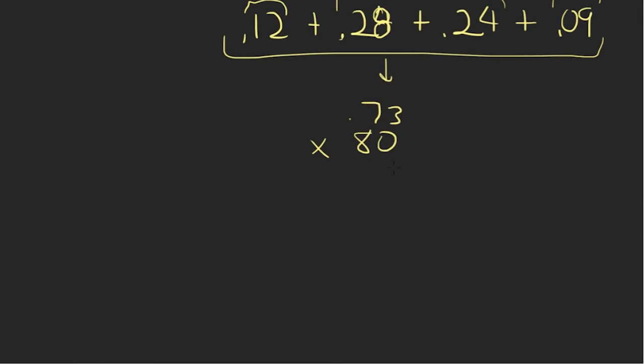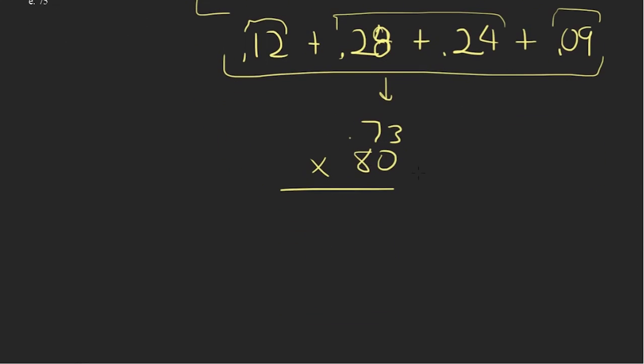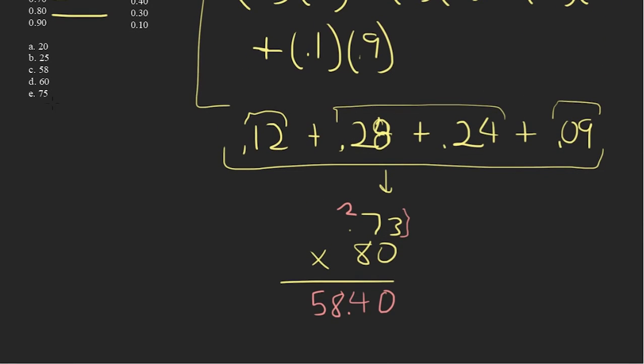So let's multiply that times 80, because what they asked, what is the expected number of rooms? They didn't ask for the percentage, they asked for the number of rooms. So we're going to use 80 and multiply it times the percentage we found. That's going to be 0, and then 8 times 3 is 24. 8 times 7 is 56, plus 2 is 58. So 58.4 rooms are expected to be filled, which is C.